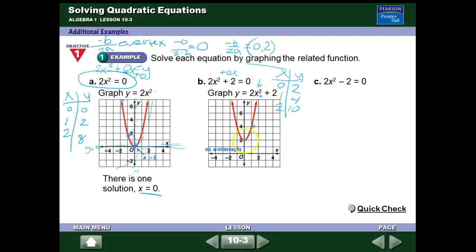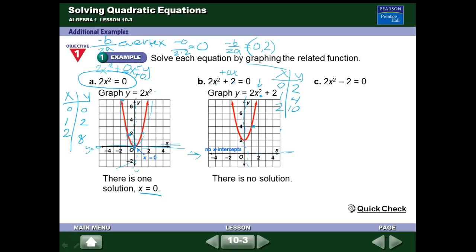So I know my vertex is at 0, 2. So this means my axis of symmetry is through here. Reflect over, reflect, connect your dots to create this red shape. Now, my question, how many times does it cross here at my zeros? How many times does it cross the x-axis? Well, there are no x-intercepts, so because it never crosses, this is going to be the example where there is no solution.